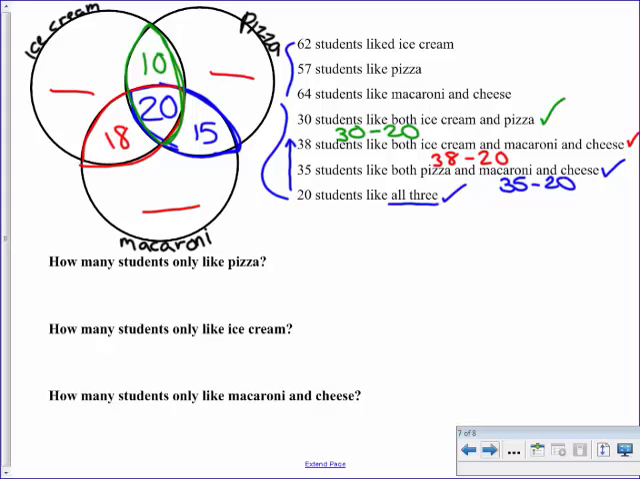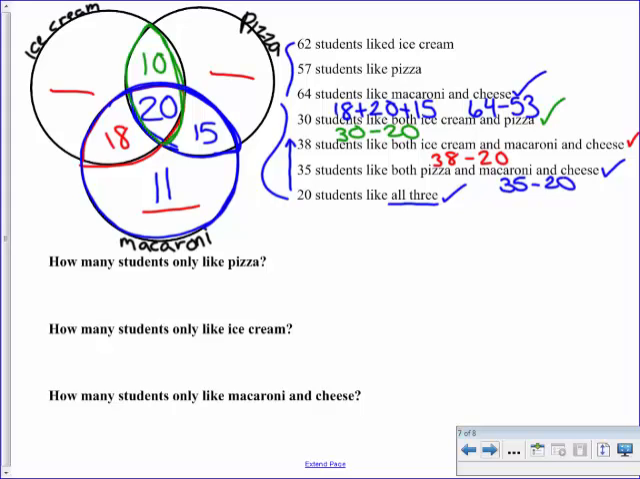And we're going to use the three left over at the top, starting at 64 students like macaroni and cheese. Okay, so let's look at that macaroni and cheese bubble. If you take a look right here in blue that I'm highlighting all the way around, we already have 18, 20, and 15 included there. If we add that up, the 18 plus 20 plus 15 gives you 53, so we're going to do 64 minus 53 to get that only part, which is 11.